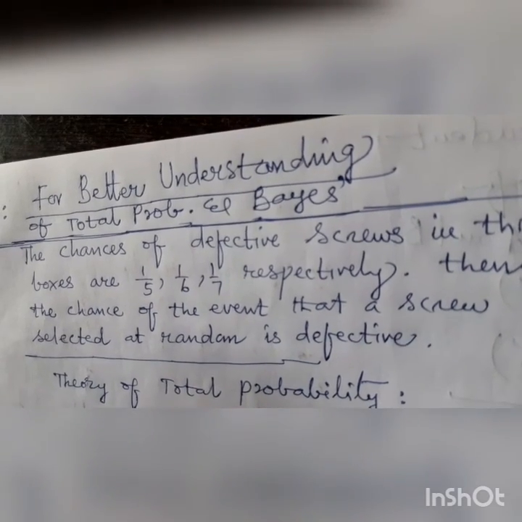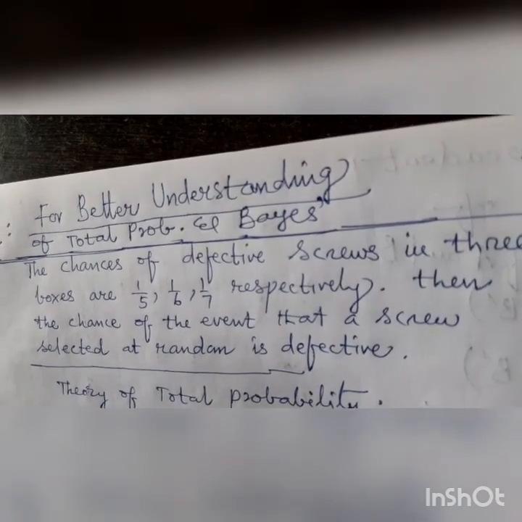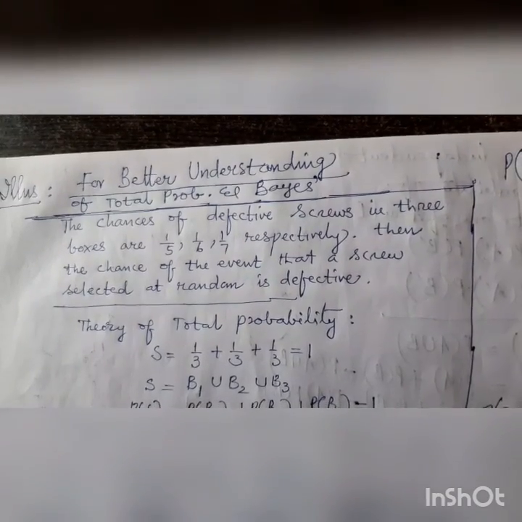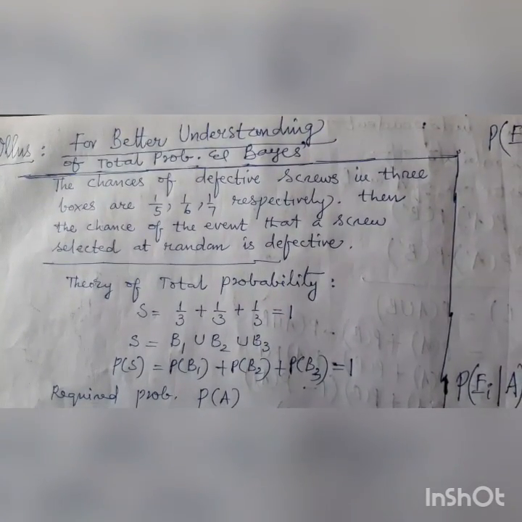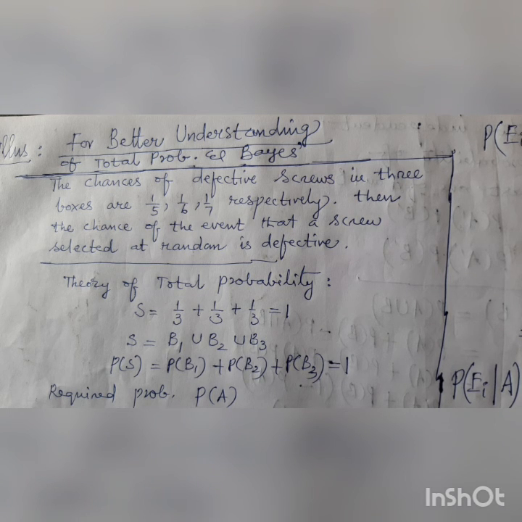Observe this question. I am keeping the question on screen for a few seconds. Here, the chances of defective screws in 3 boxes are 1 by 5, 1 by 6, 1 by 7 respectively. Then the chance of the event that a screw selected at random is defective. Theory of total probability: S equals 1 by 3 plus 1 by 3 plus 1 by 3 equals 1. What is this 1 by 3?